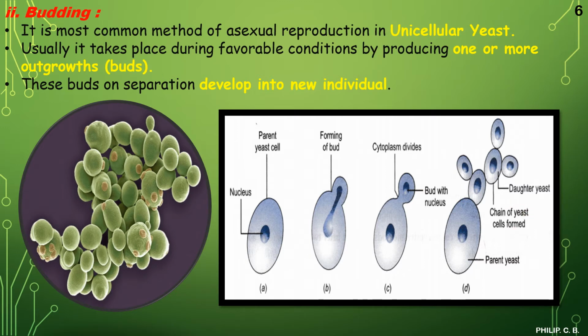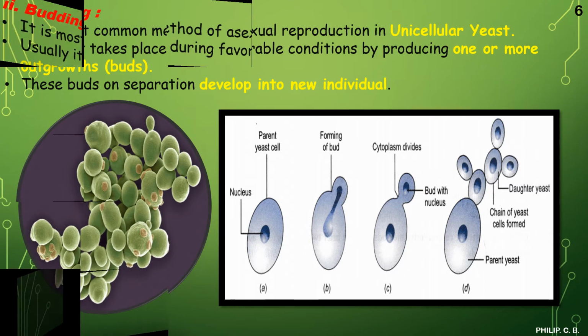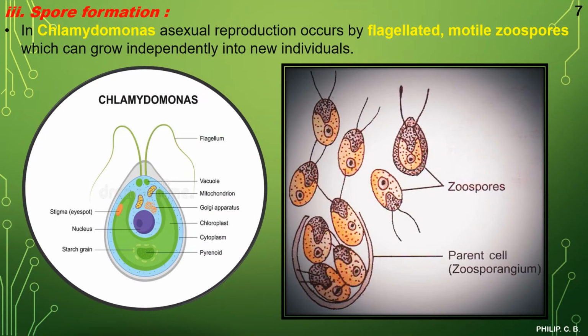Now the third type which we are learning is spore formation. In spore formation, as the name suggests, spores are formed. For example, in Chlamydomonas, asexual reproduction occurs by flagellated motile zoospores, which can grow independently into a new individual.